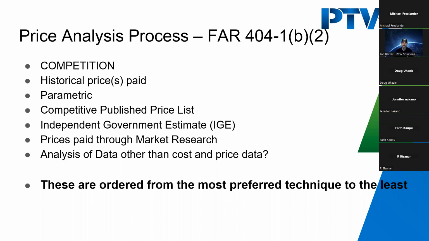The one that I've seen done the most is the independent government estimate, IGE. A lot of people call it independent contractor estimate, ICE. And that is where things get a little interesting. I will do a deeper dive on that a little later here. Prices paid through market research: that's kind of like I do a Google search and I find stuff from Amazon, stuff from Lowe's, and I use that to make the determination that the price I paid for this particular vendor is within what I would find doing an internet search.